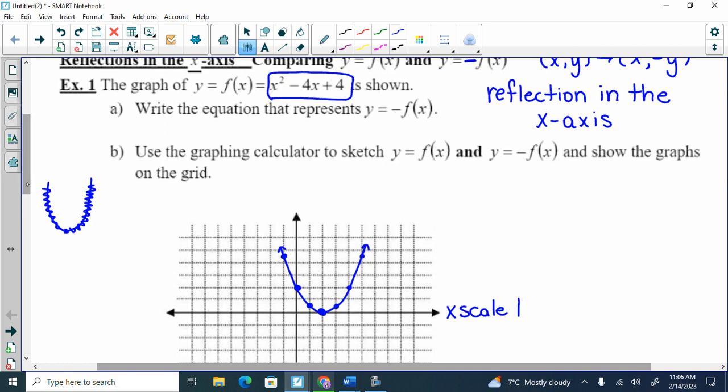That's this one. Now we want the equation of negative f of x. Well, what is f of x? f of x is this equation, is it not? So I want y equals negative, and then I fill in f of x. I fill this in, because that's what f of x is. But I have to put it in brackets. So I actually get negative x squared plus 4x minus 4, and I'm going to put that into my y2. Now clear out my y1. In my y2, I'm going to put that.